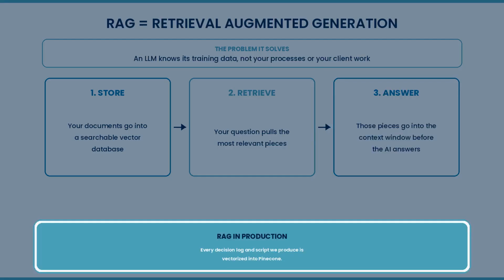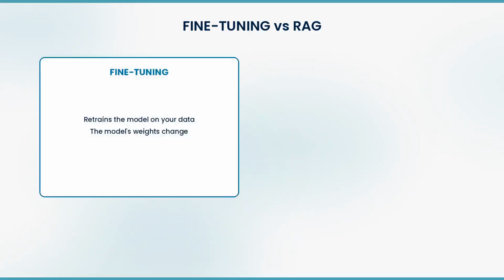That's RAG in production. Fine-tuning is the other approach to making AI smarter about your domain. And it's worth knowing the difference from RAG because they get confused constantly. Fine-tuning means actually retraining a model on your data. You take a base model, run it through additional training on your documents and your writing style, and the model's weights change. It learns your patterns deeply.